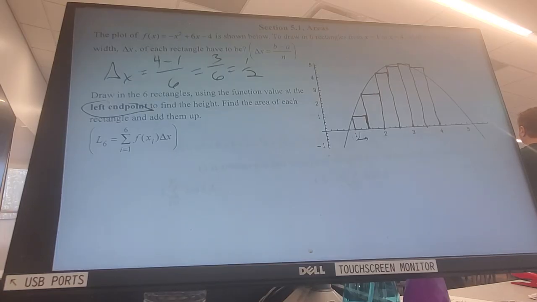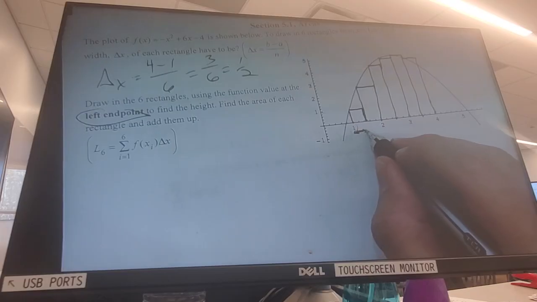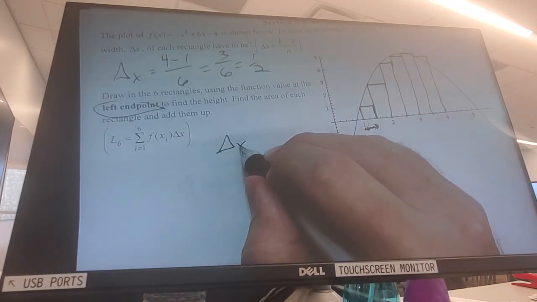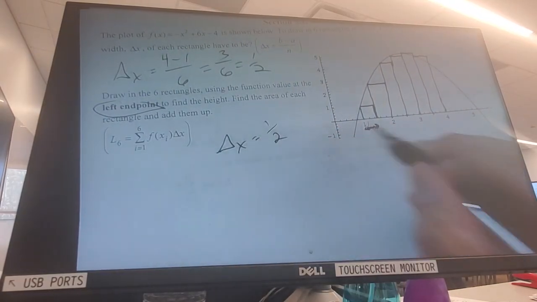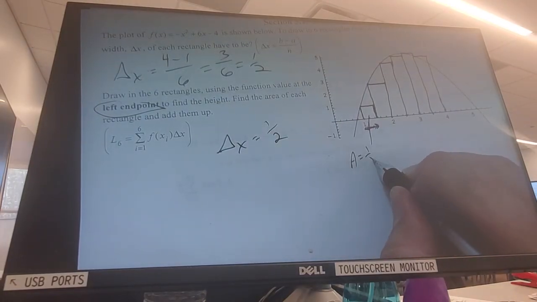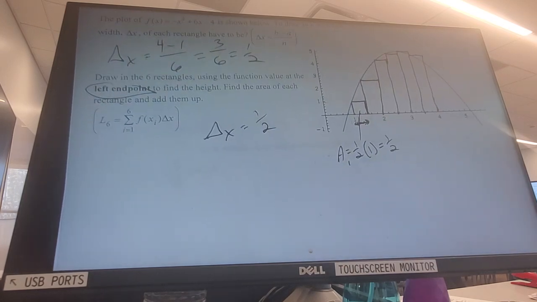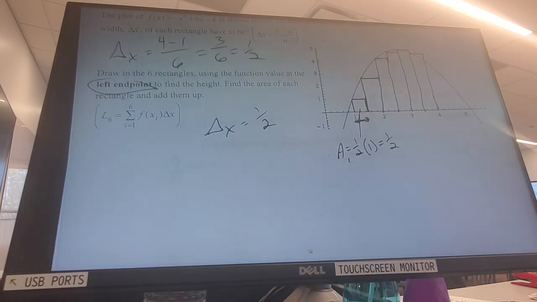You guys follow what's happening? Can you guys just take a moment? What's the area of the first rectangle? That's easy, yes. What's the area of the first rectangle? What's the width? Wasn't it 1/2? Yes. And what's the height? So what's the area? 1/2. Okay. Just take a moment and figure out all the areas.